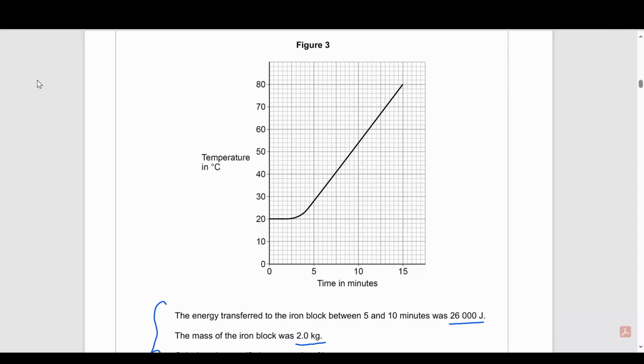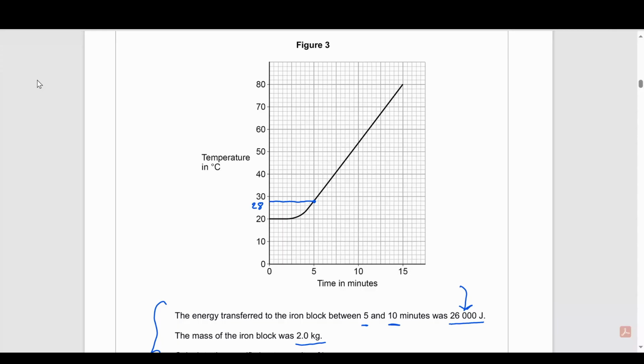Now remember that this energy value, 26,000, was between 5 and 10 minutes. So that means that we actually have to specifically find the temperature value at 5 minutes and the temperature value at 10 minutes, and then we'll be able to find the temperature change from there. So finding the temperature at 5 minutes, reading along to our y-axis, that would be a value of 28 degrees.